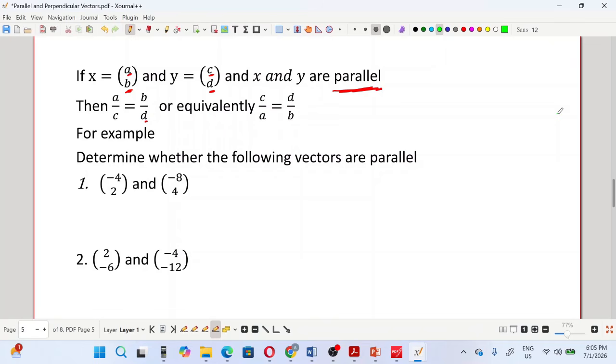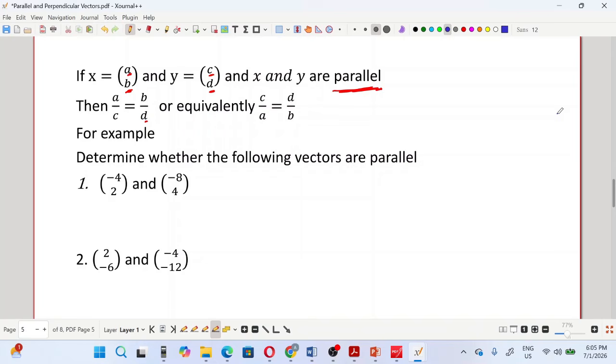C divided by A should be equal to D divided by B, right? So let's look. If we use numbers, it's going to make a whole lot of sense. For example, determine whether the following vectors are parallel. If we check in the handout, example one has been stated to be parallel, but what shows that it's parallel?